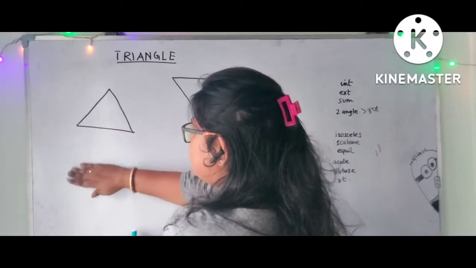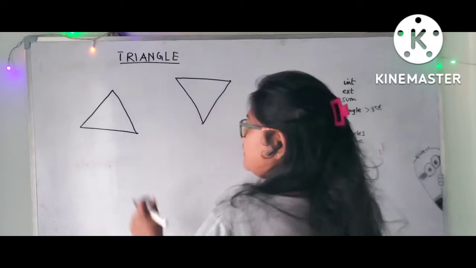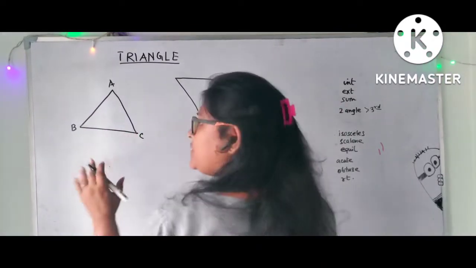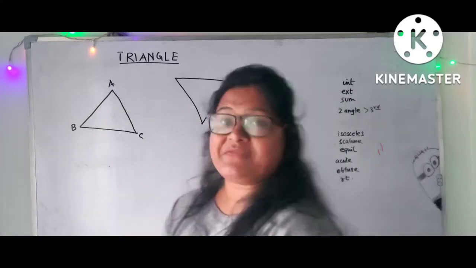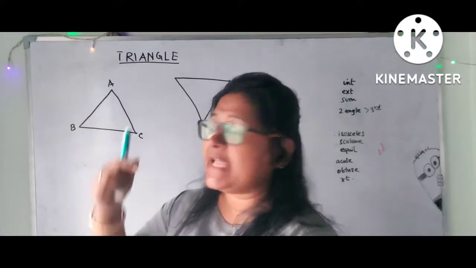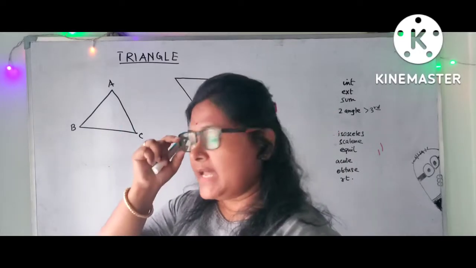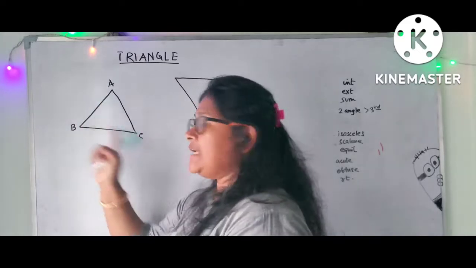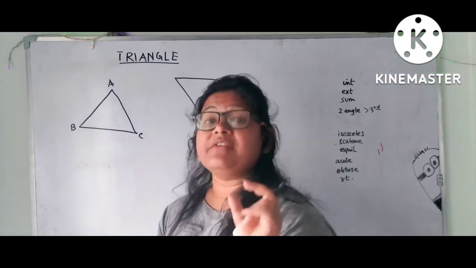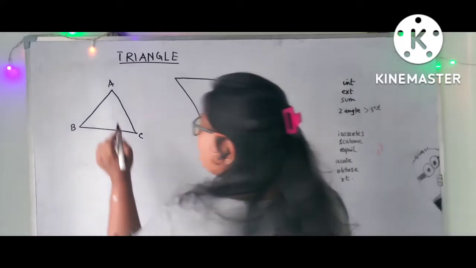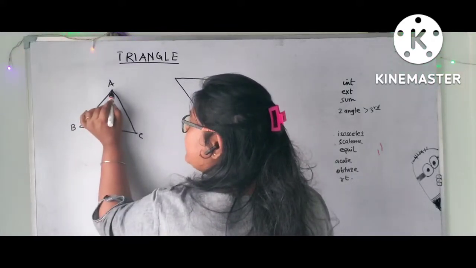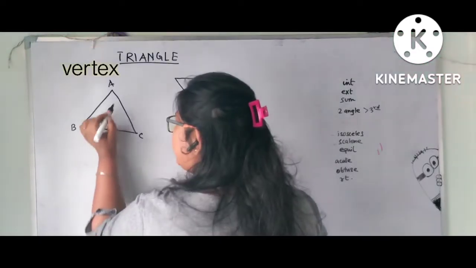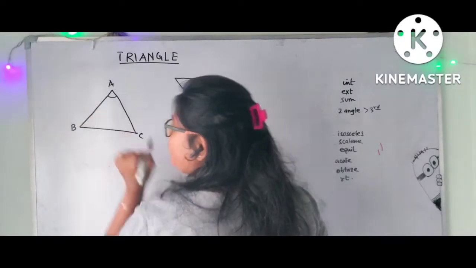Now, talking about the triangles, A, B, C. The most common triangle in your books you will be finding is ABC. Now, what is ABC? A, B, C is nothing else but the point on which the three lines are connecting. We can call them vertices. When two lines are joining, they are forming a point. That point is called A. A is a vertex. And there is a small angle formed.